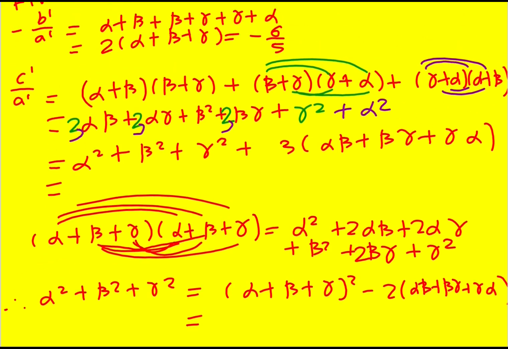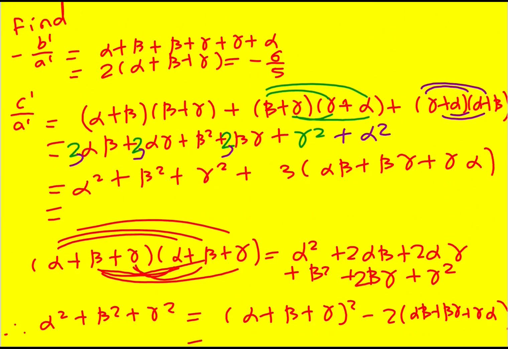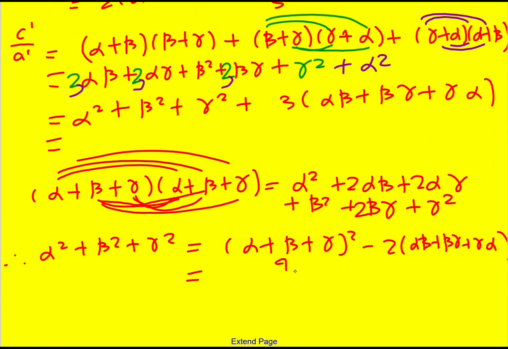Okay, you might learn some of these formulae, but you don't have to. It takes a little bit longer. So we've got minus 3 over 5 all squared here, 9 over 25. And then I'm minusing. To be fair, I could combine them all. Maybe I should do that. So therefore, C dash over A dash is going to be alpha plus beta plus gamma all squared.